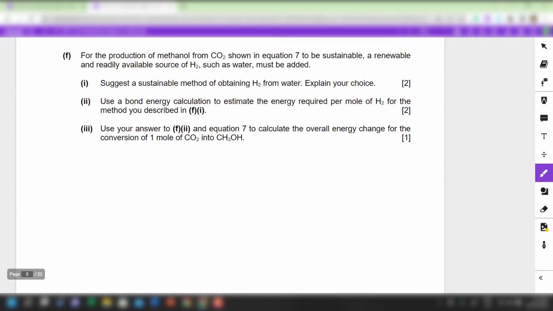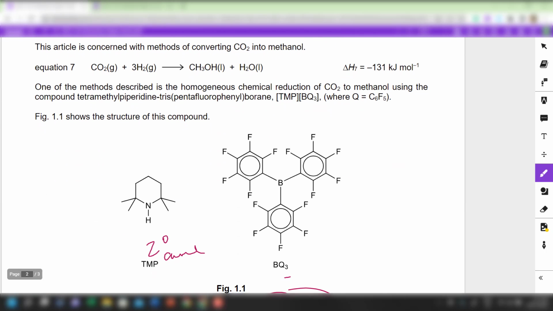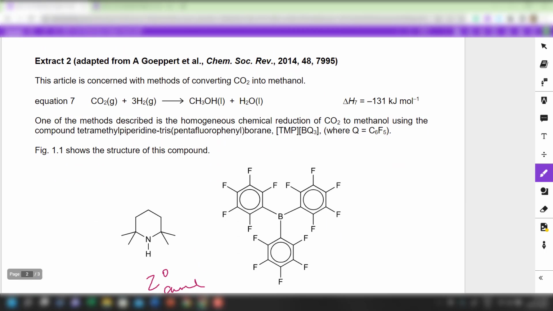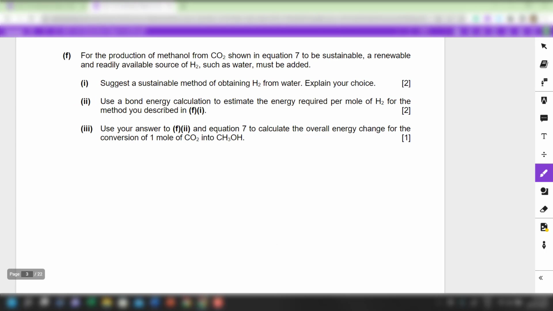And then for part F, for the production of methanol from CO2 shown in equation 7 to be sustainable, let's take a look at equation 7. Equation 7 is over here. To be sustainable, a renewable and readily available source of H2 such as hydrogen must be added. So you are asked to suggest a sustainable method of obtaining H2 from water, and explain your choice.